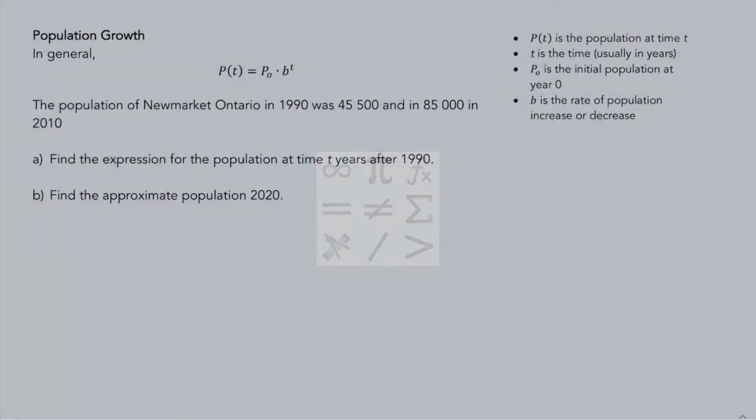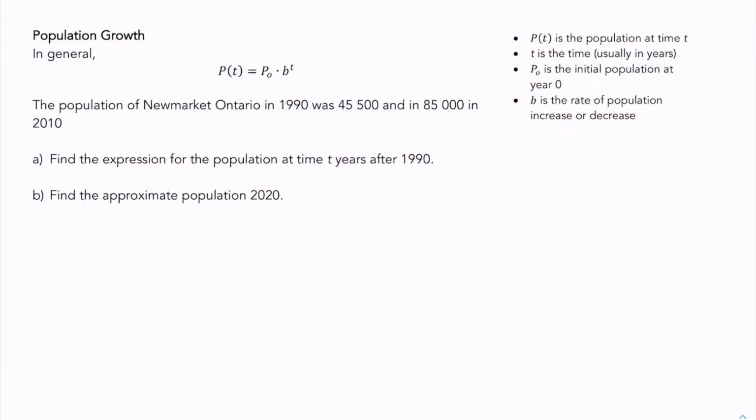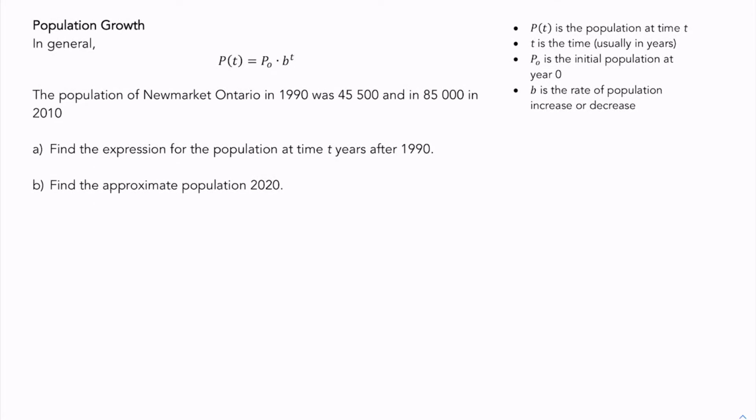In this question, we're looking at a population growth model, again using this idea of exponential equations. We have a template to model populations over a certain period of time. So this is some relatively old information about the population of Newmarket. In 1990, it was 45,500, and in 2010, it was 85,000.